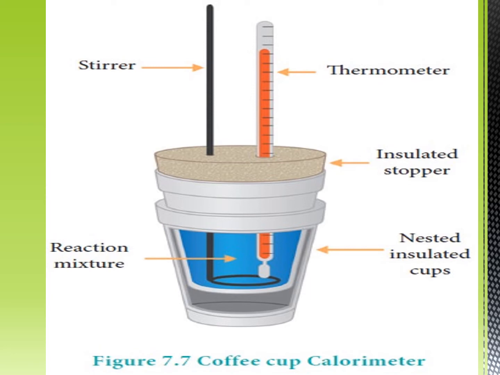And what are the applications? It is used for calculation of heat of formation, calculation of calorific value of food, and calculating the calorific value of fuels. Calorific value is defined as the amount of heat that is produced in calories when 1 gram of substance is completely burnt.